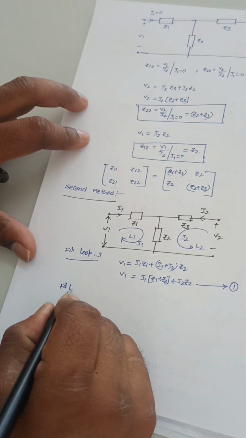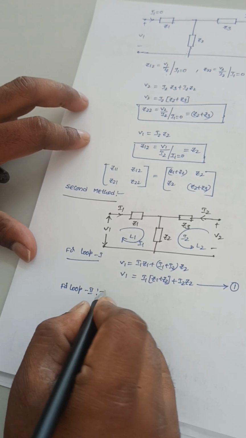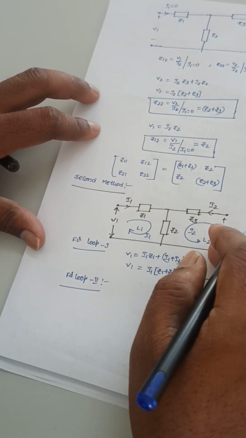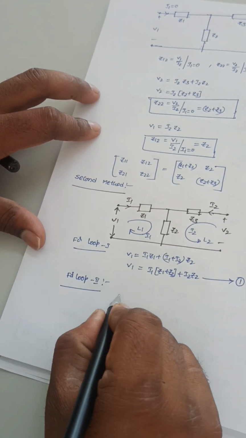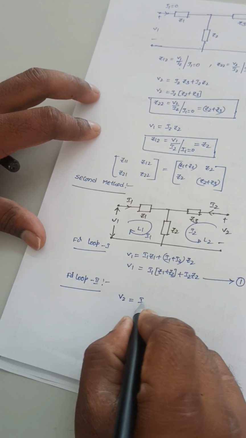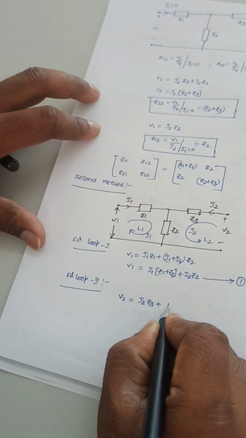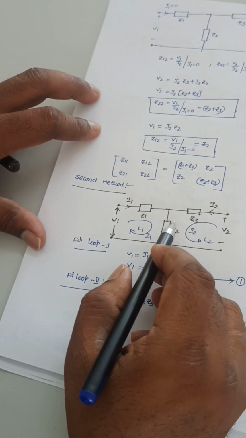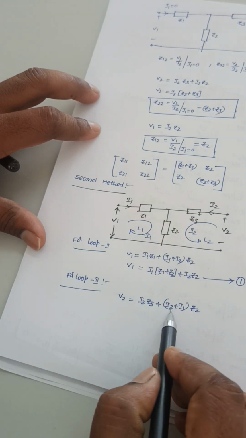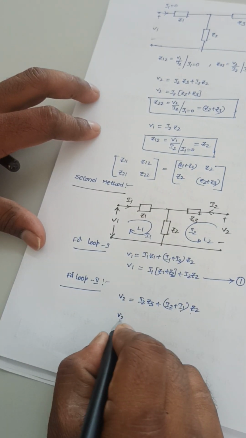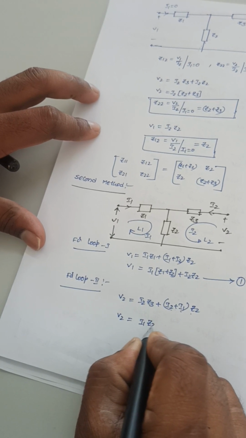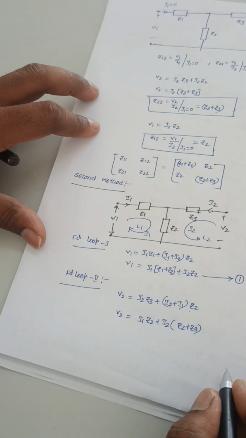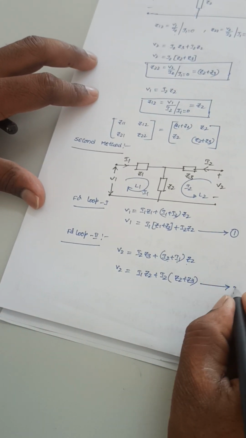Next, for loop 2, I am going to use the mesh equations here. So this voltage is equal to this voltage plus this voltage. So V2 is equal to I2 into Z3 plus I2 plus I1 into Z2. So the current flowing through this is I1 plus I2, or I2 plus I1, into Z2. Now this V2 is equal to I1 into Z2 plus, if I take I2 as a common, Z2 plus Z3. So let me represent this equation as 2.